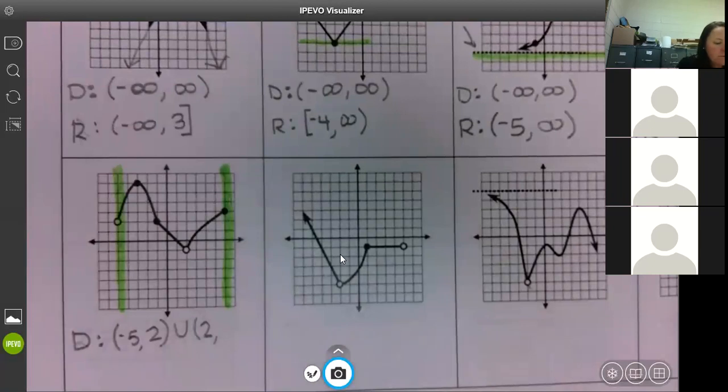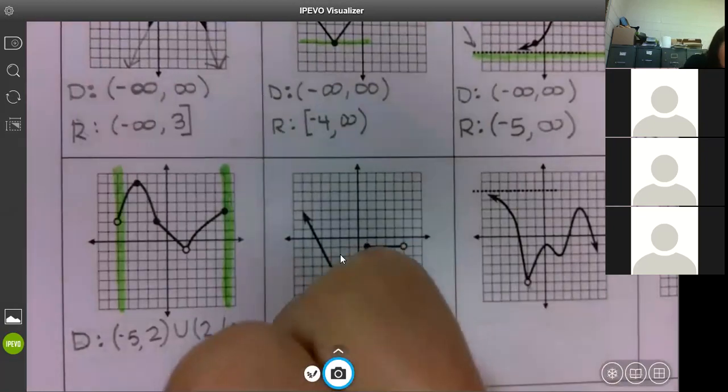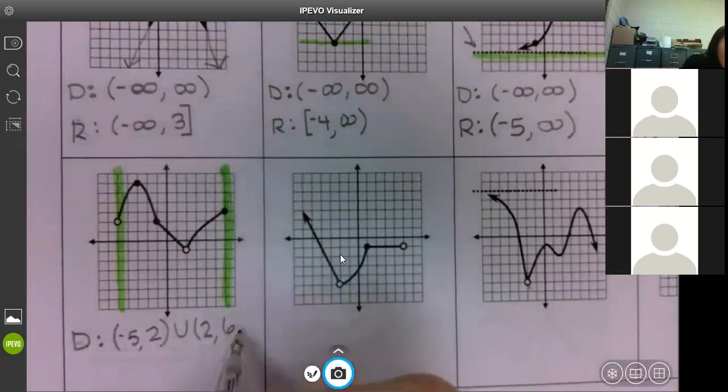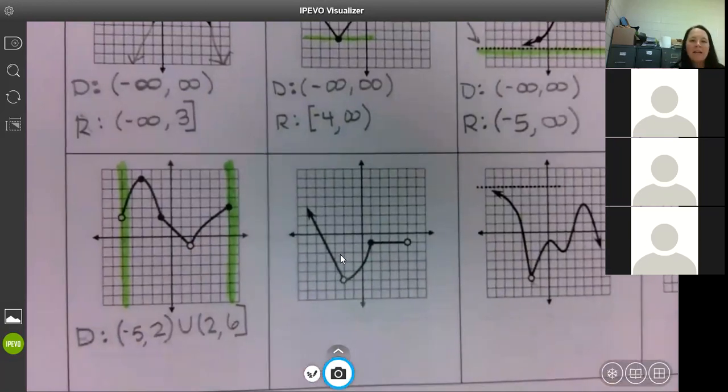7. Count it one more time. 6. 6. No worries. Sometimes it's really small. I get it. And is that open or closed? It is closed. So we bracket it. All right. And that's pretty much it.